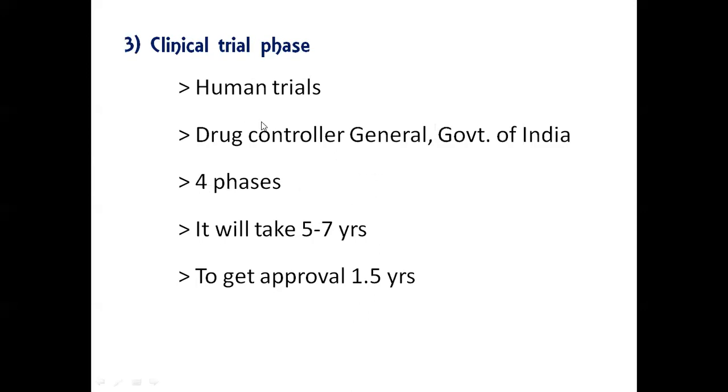So next, the third phase, the clinical trial phase. Here the drug molecule is tested in humans, like patients. For that, we need to get permission from the Drug Controller General, Government of India. We have to get the permission from this authority. To get approval, it will take around 1.5 years. After that, we will start the clinical trial phase. In that clinical trial, it will take mostly 5 to 7 years.